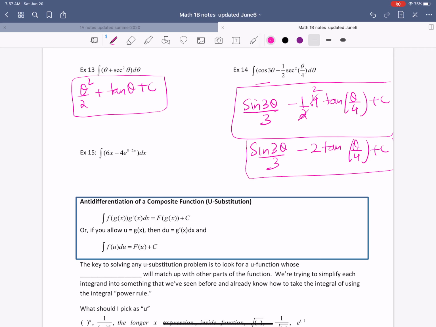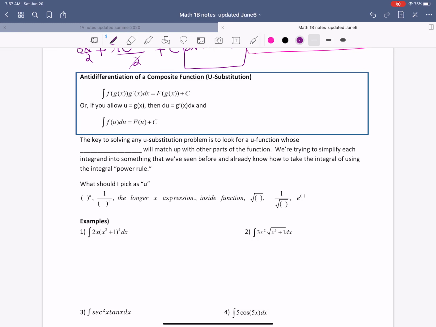Okay. Next problem, example number 15. We have, again, we're going to do integral of pieces. So it's going to turn out to be 6x squared divided by 2 minus 4 e to the power 5 minus 2x divided by negative 2 plus c. And this can be cancelled, and this would actually become a positive 2 now. So final answer is going to be, kind of short on the space, I'll just write in the box, 3x squared plus 2 e to the power 5 minus 2x plus c.